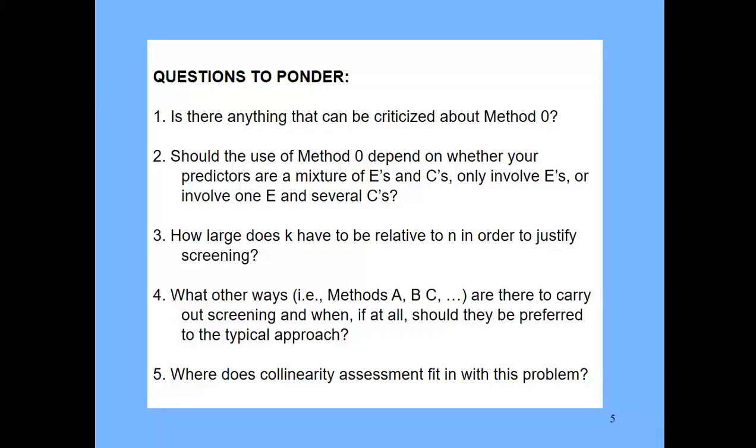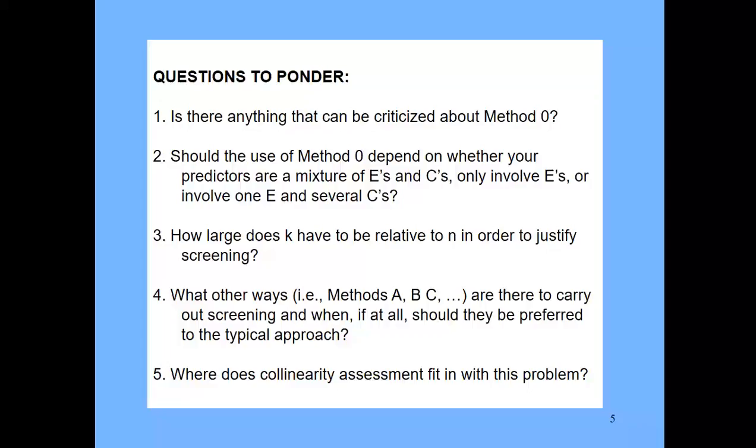Is there anything wrong with that? And the second question sort of relates to the first question. Should the use of method 0 depend upon whether your predictors are a mixture of E's and C's, only involve E's, or only involve one E and several C's? That's the second question. Third question is, how large does K, the number of variables in your model, the number of C's, have to be relative to N in order to justify screening?